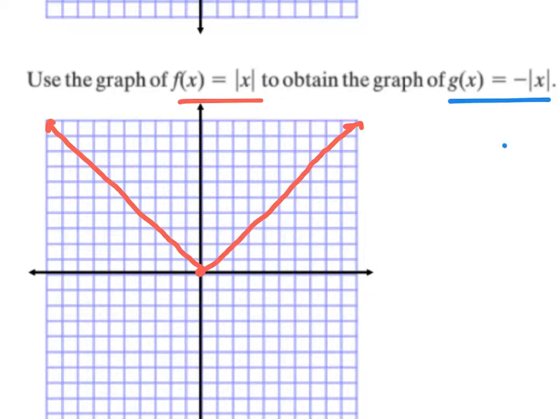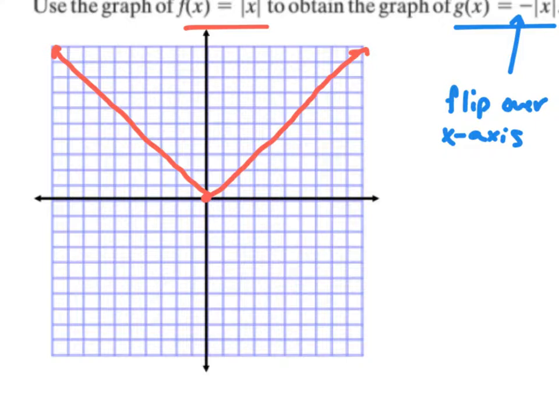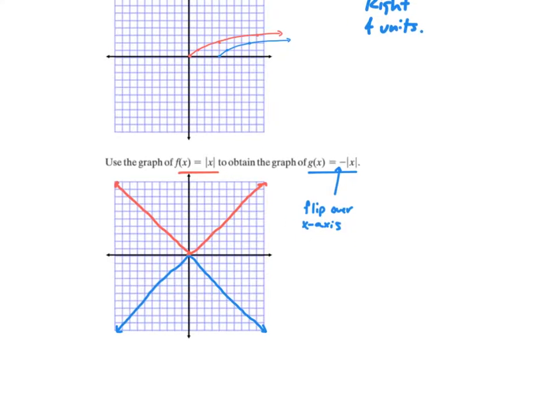And all this negative is going to do is flip over the x-axis, okay? And so I'm going to take this point here, and we're going to go down and flip this graph over the x-axis and give us that graph, okay? So not too terrible. All right, let's go to the next page.